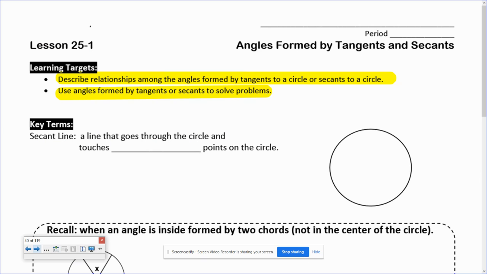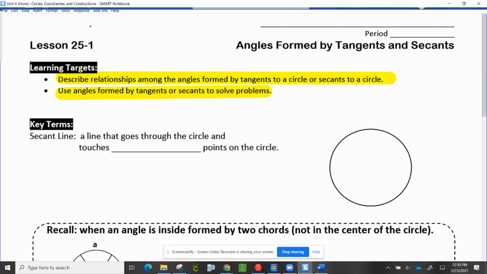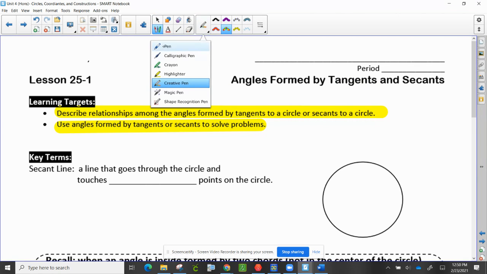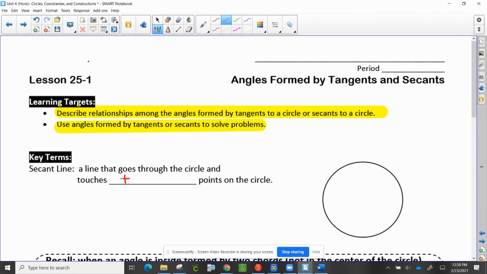We're going to talk about describing relationships among the angles formed by tangents to a circle or by secants to a circle. So we have a new vocab word here, a secant line. A secant line is a line that goes through the circle and touches 2 points on the circle. An example of a secant line, if I draw one in here, would be something like this. It's a line that goes through the circle and touches at 2 points. This is an example of a secant line.